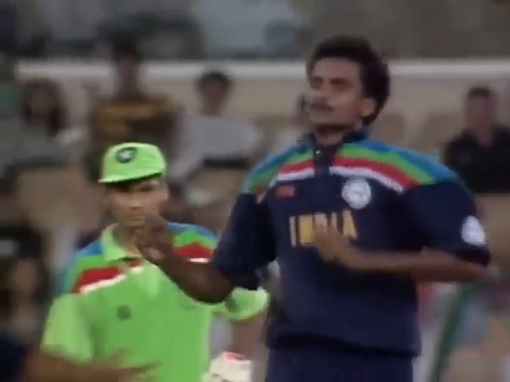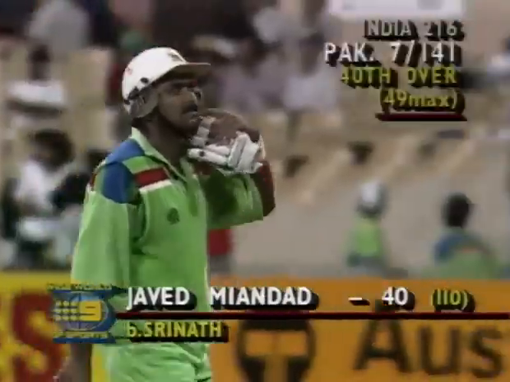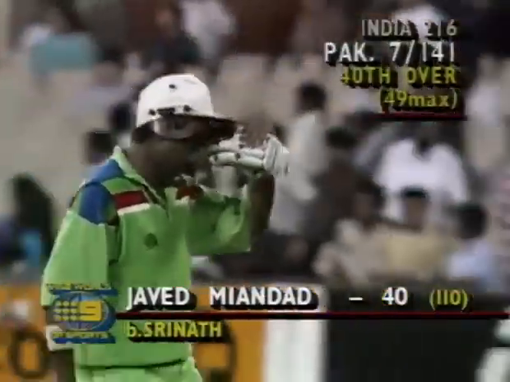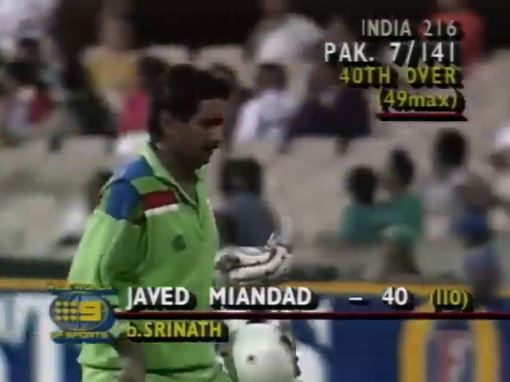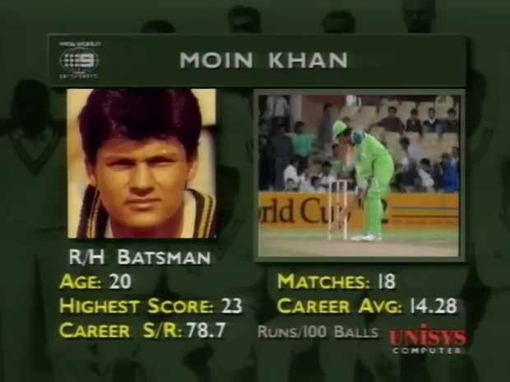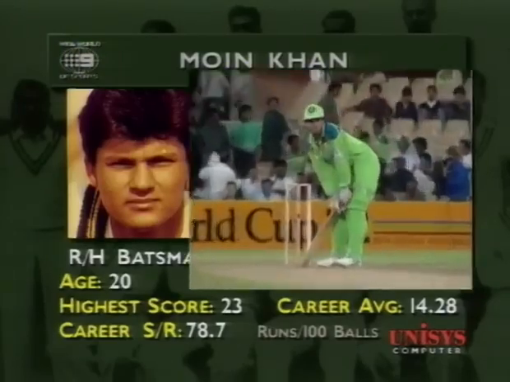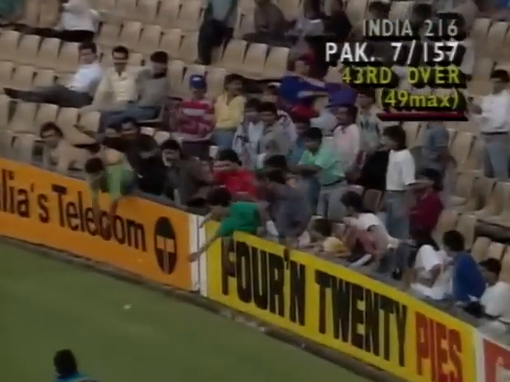That was the last nail in the coffin for Pakistan. He was the man they needed out, Javed Miandad, for 40 off 110 balls. Pakistan now 7 for 141. The new batsman is Moin Khan. He's on strike at the moment, just 20 years of age. He's got that one away beautifully. Right off the meat of the bat.